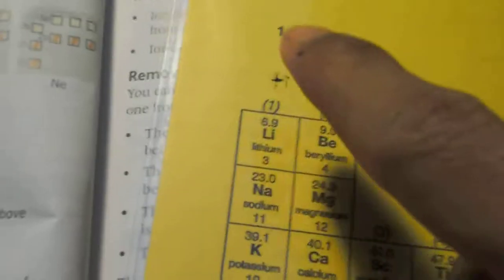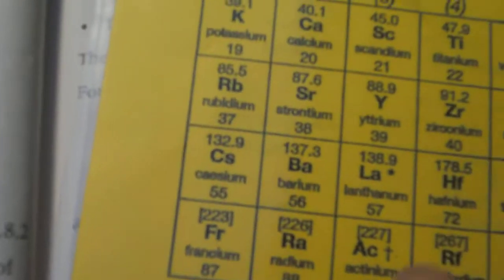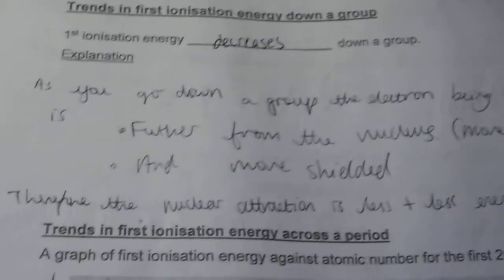Hi. Okay, so this is part two of the first ionization energies. So we know that the first ionization energy decreases down a group. This is because as you go down the group, the electron being removed is further from the nucleus because there are more shells and there is more shielding. Therefore, the nuclear attraction is less and less energy is needed to remove the outer electron.